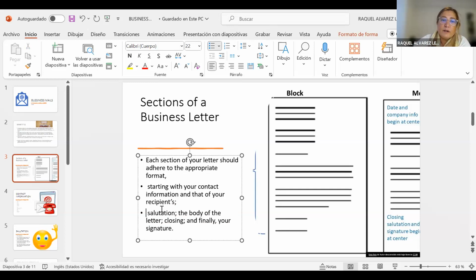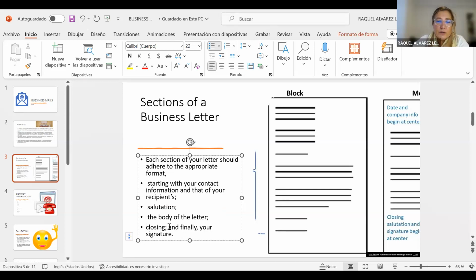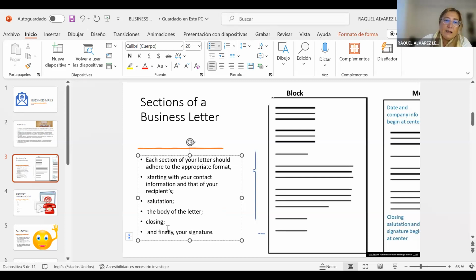Then it's important to make a salutation. So it will depend on the salutation if you know this person or it's the first time you're going to talk with this person. Then you have to include the body of the letter, so the most important part of the letter, the reason why you are writing this letter. Then you have to close your mail, and finally you have to make the signature, firmar.